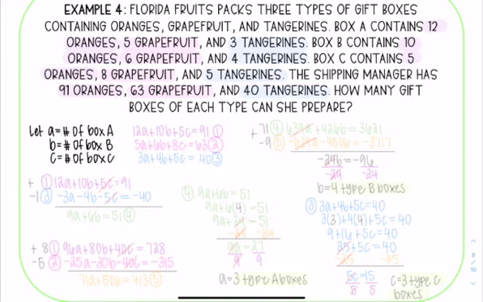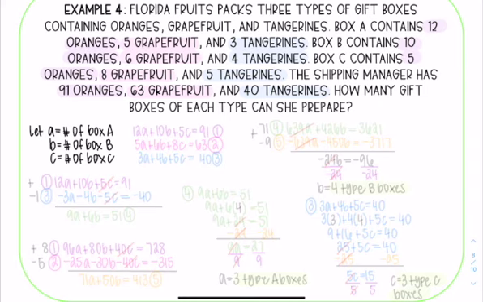Now, just like in one of the previous ones, minutes went with minutes and money went with money. Well, in this case, we're talking about oranges, grapefruit, and tangerines. So that means that oranges have to go with oranges, grapefruit goes with grapefruit, and tangerines go with tangerines.